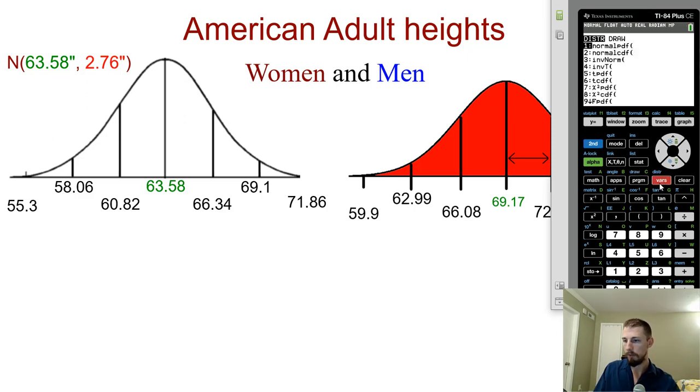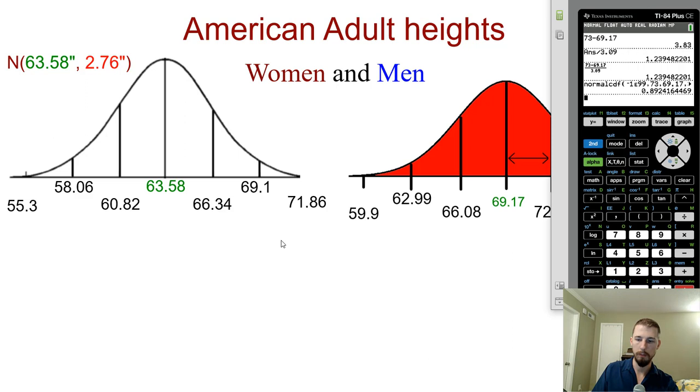So we're going to do second variables to go to distribution. We're going to do the second option, which is the normal CDF. Our lower bound is going to be basically negative infinity. That's what they're showing there. That's going to be the default your calculator will always go back to. The upper bound, we're going to do 73 inches. You, of course, do yours, not mine. For the mean, because we're not doing z-scores, we actually have to fill in this information. So for men, it's going to be 69.17 with a standard deviation of 3.09, and then hit paste, and there you go. So it looks like I am taller than or equal to 89.2% of American males, which is pretty cool.